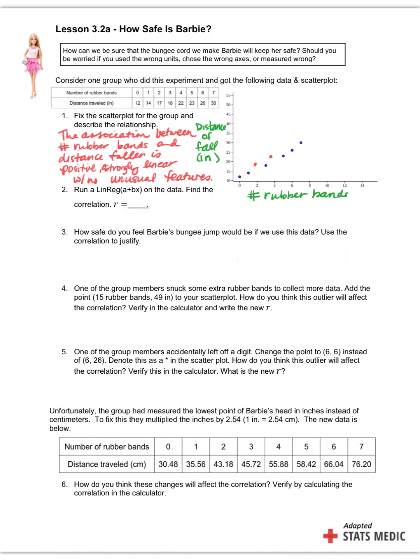Yeah, if you did see something unusual, you would point it out. Like if there's an unusual feature at, let's say, 12 rubber bands, it only fell 15 inches, that would be unusual. You would specify what it was. But we haven't had one like that.